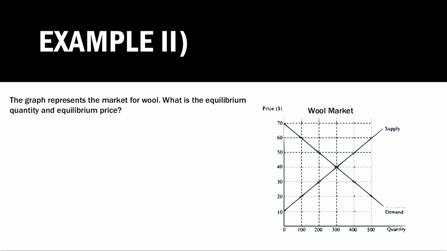Next, we have the equilibrium market for wool. And it just wants to know the equilibrium price, equilibrium quantity, which is where our quantity supplied equals our quantity demanded. So our equilibrium quantity, or our Q star, is 300. Our equilibrium price is 40. So P star equals 40. Q star equals 300.